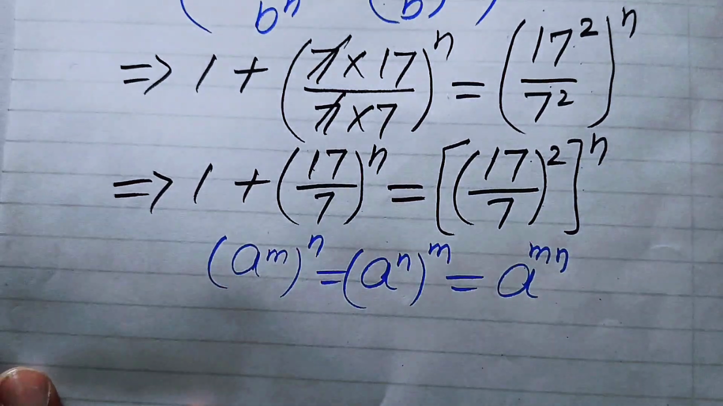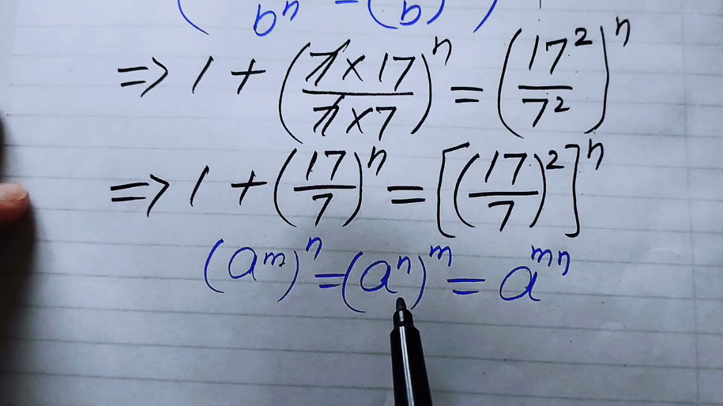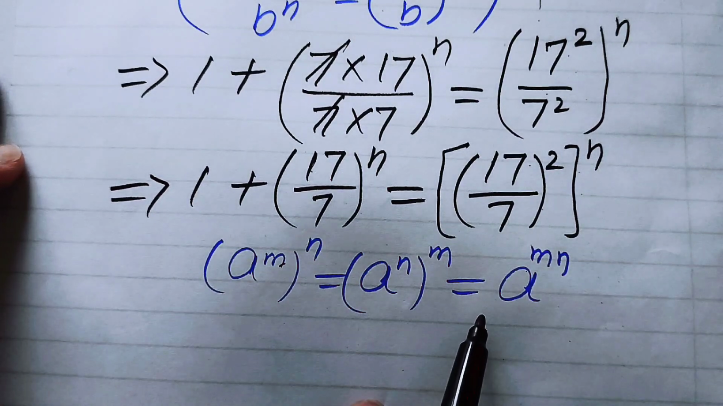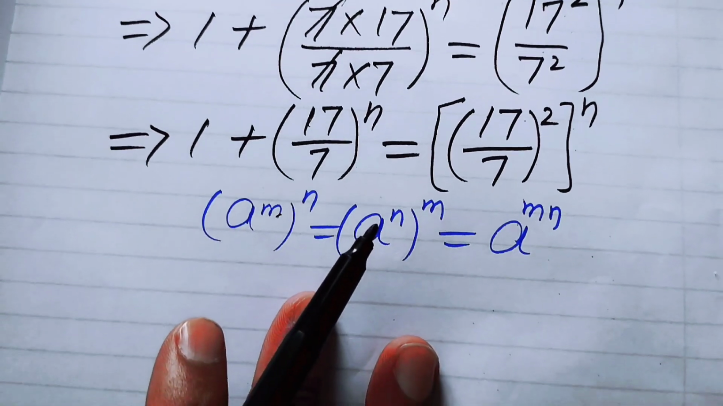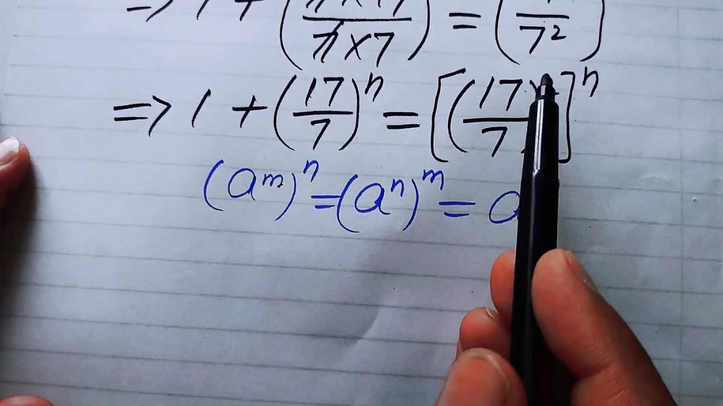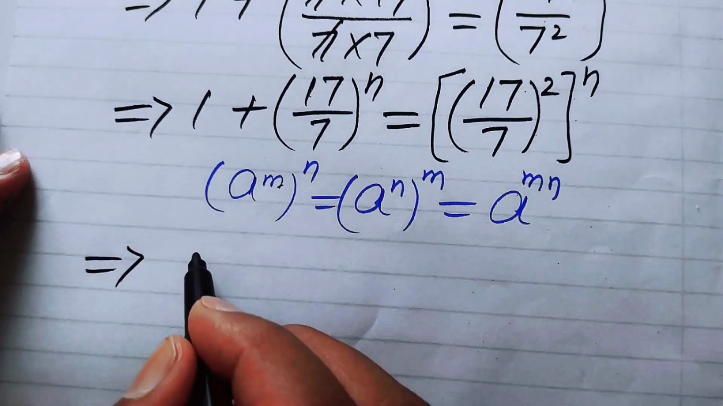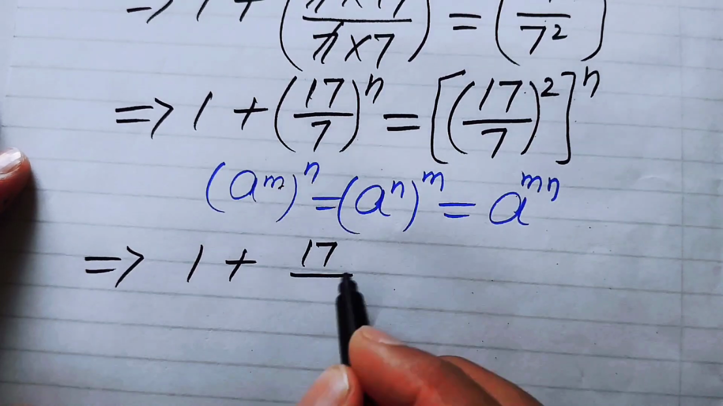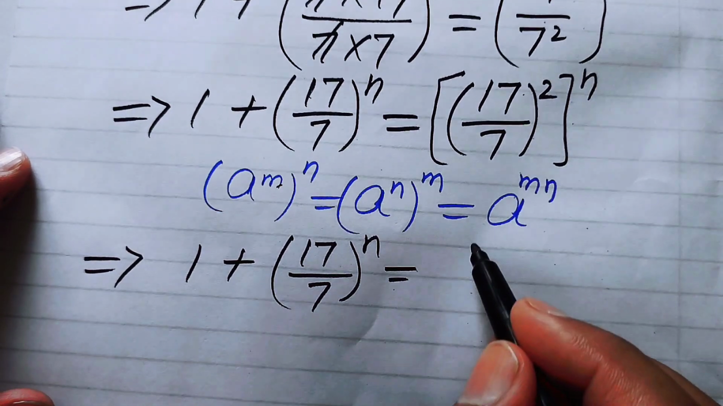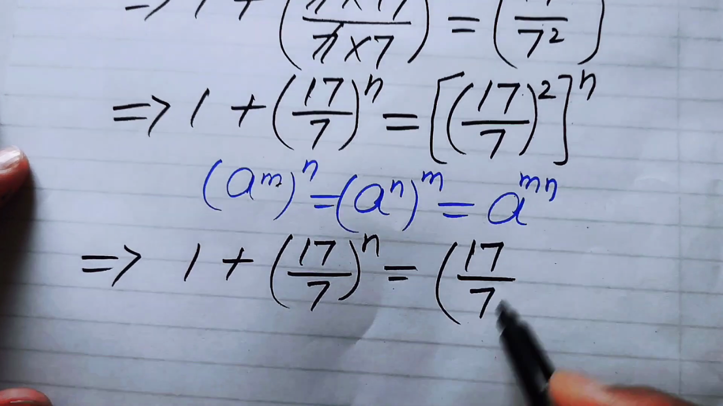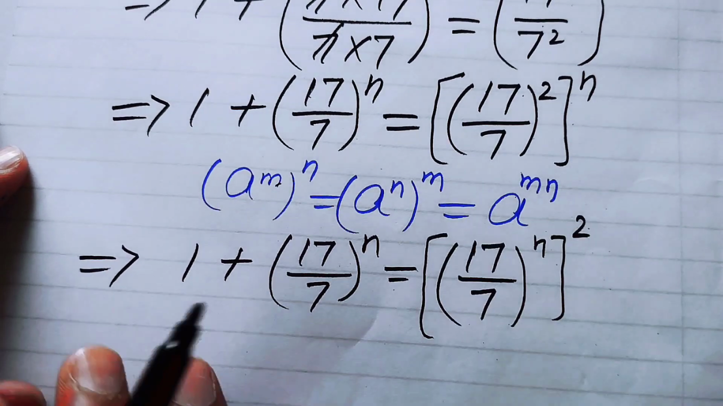So this exponential law tells us that if you interchange these two exponents, it does not affect the answer of this question, so here we need to interchange these two exponents. After interchanging these two exponents we will get 1 plus 17 to the power of n is equal to, here you get 17 over 7 to the power of n and its whole squared.